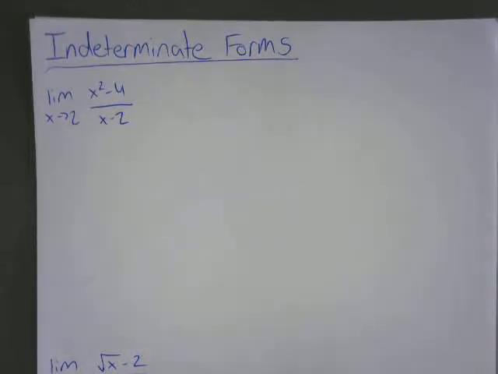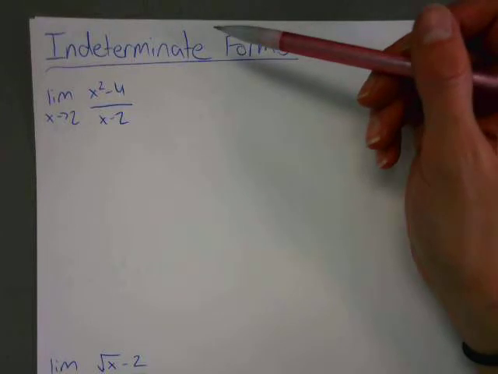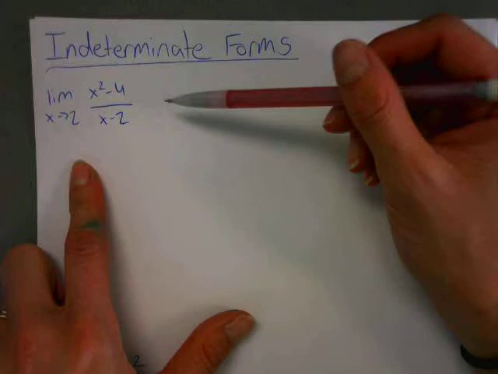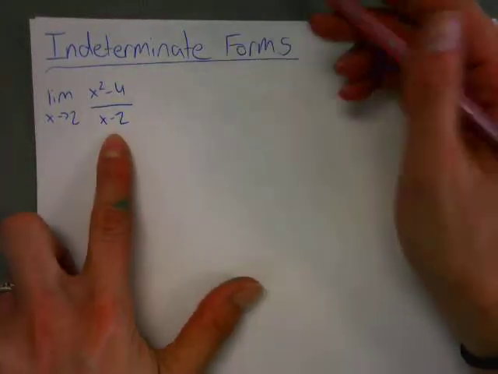Alright, in this video I'm going to talk about indeterminate forms when we're taking limits. So in the previous video we talked about how to take limits algebraically by doing direct substitution. And let's see what happens when we try that with a problem like this one. It says the limit as x approaches 2 of x squared minus 4 over x minus 2.